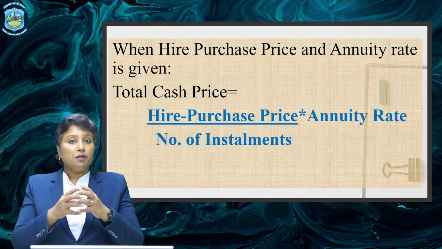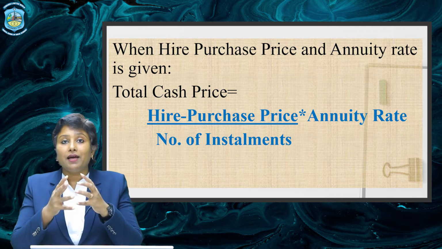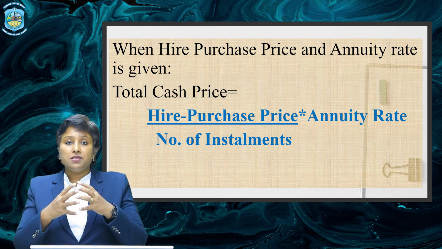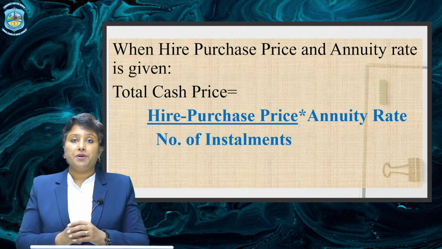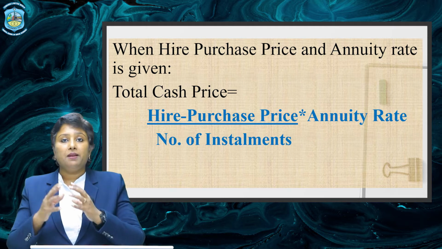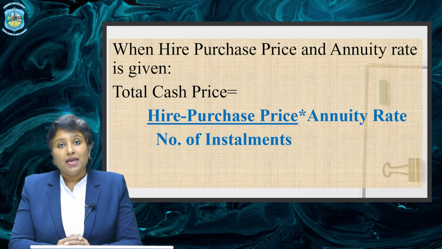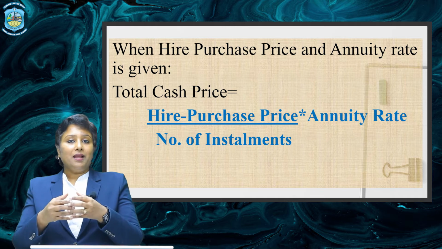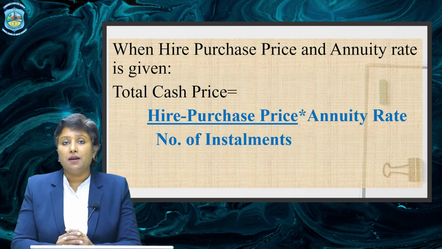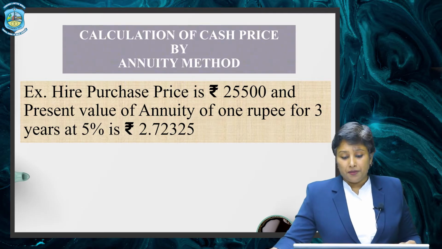Right. So the simple formula, I repeat again, is hire purchase price, which is already given to you in the question, divided by the number of installments. If say 5 installments are given, you need to divide the hire purchase price by 5 to get the amount of 1 installment and then multiply it by the annuity rate, which is normally given in decimals. Okay. The same formula can be manipulated and we can find the hire purchase price as well. But before we move to that part, let us take an example and understand this well. Let's look at an example.